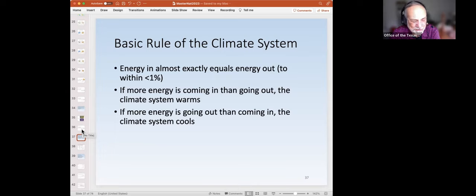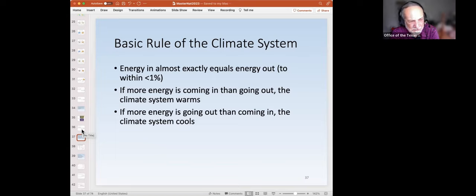And any object that's above absolute zero is going to be emitting radiation at some wavelength. For typical temperatures on Earth, those turn out to be infrared wavelengths, which we can't see, but we can measure from satellites and so forth. And if there's a difference between what's coming in and what's going out, that means that the Earth is either gaining or losing energy. And if it's gaining energy, then that means the Earth system, the climate system, is becoming warmer. And if it's losing energy, that means the climate system is going to be becoming cooler.